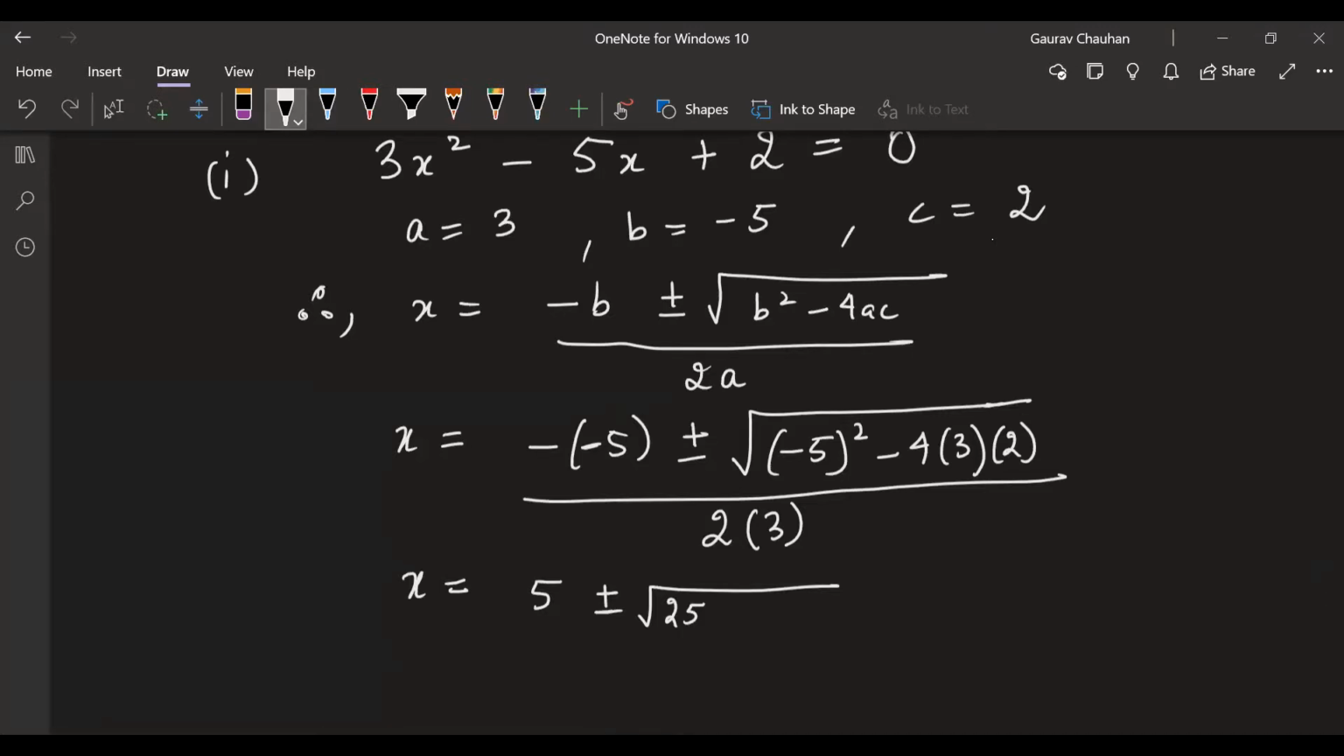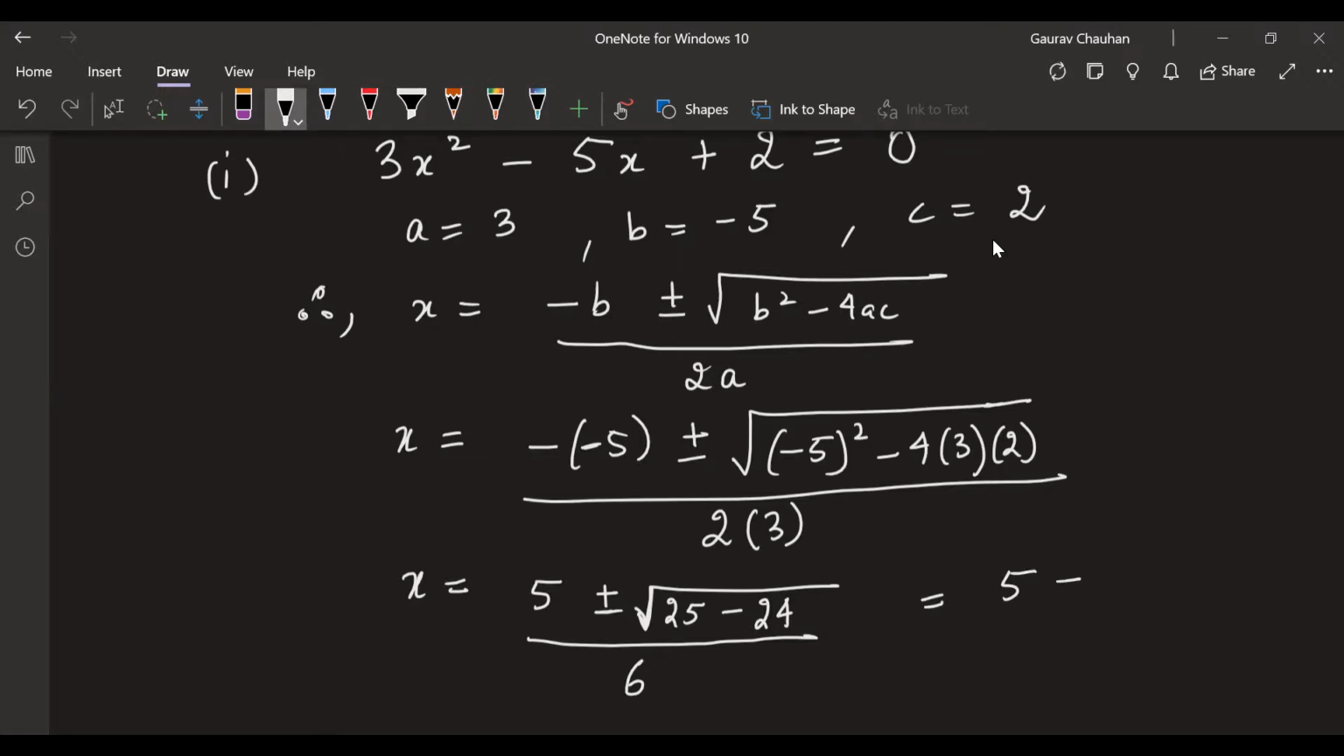Minus 4 into 3 into 2. What does that give me? Minus 4 3s are 12, 12 2s are 24. Minus 24. Now, when there is something under the square root, you have to treat it like a bracket. You have to finish that, make that one number. Whole divided by 2 into 3, that's 6. Going on to the next step.